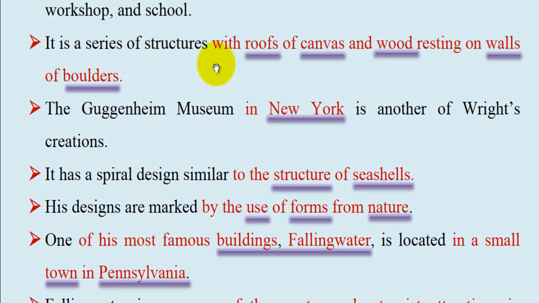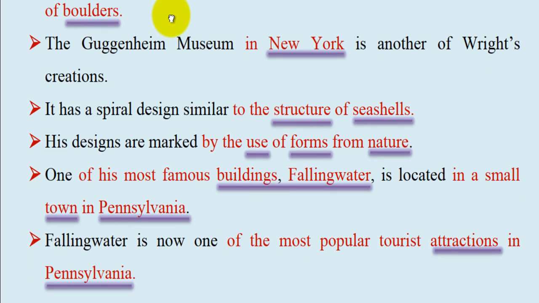It's a series of structures with roofs. Phrase number 1. Roofs object. Of canvas and wood. Phrase number 2. Resting up until here. Phrase number 2. Object canvas number 1 and object number 2 is wood. On walls of boulders. Again, on walls. Phrase number 3. Walls object. Of boulders. Phrase number 4 and boulders is the object.